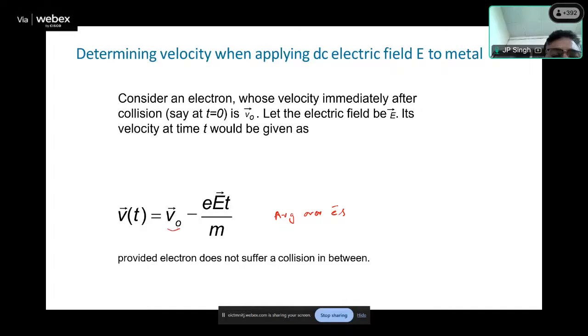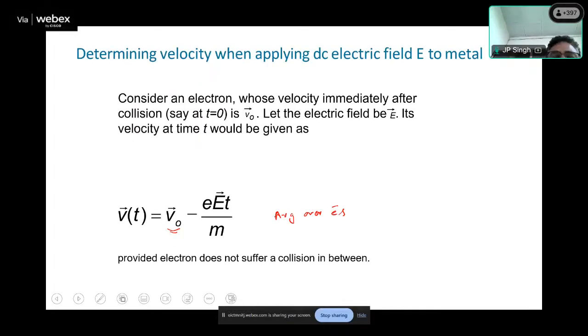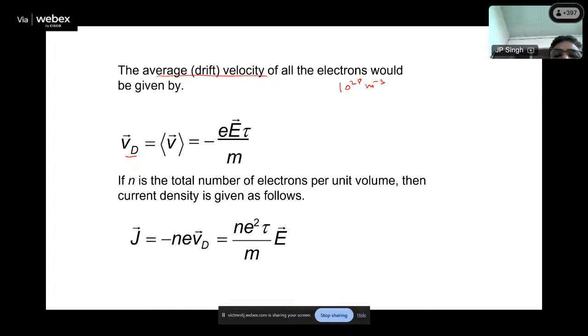This V naught term, which is the velocity immediately after the collision, averaged over all electrons, will be zero, because after the collision they randomize. There is no net, no fixed direction in which electrons are moving. Then we get the average drift velocity, which comes out to be eE times tau, where tau is the collision time, divided by the mass of the electron. So this is my drift velocity.